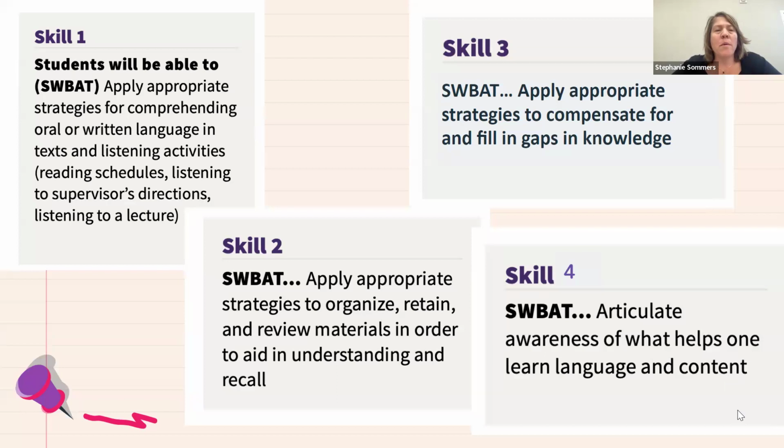So we've got four main skills here. Skill one is apply appropriate strategies for comprehending oral or written language in text and listening activities. Skill two is apply appropriate strategies to organize, retain, and review materials in order to aid in understanding and recall. Skill three is apply appropriate strategies to compensate for and fill in gaps in knowledge. And then skill four, articulate awareness of what helps one learn language and content.